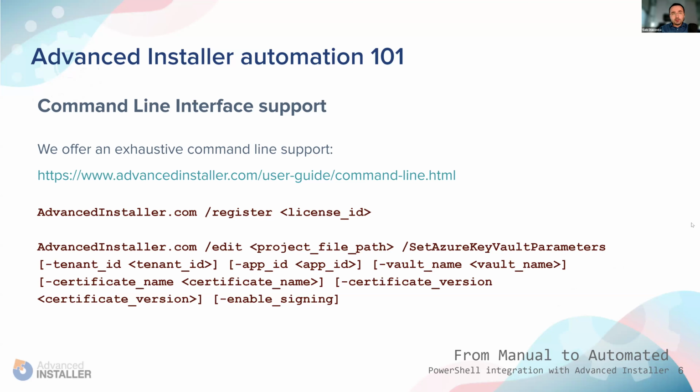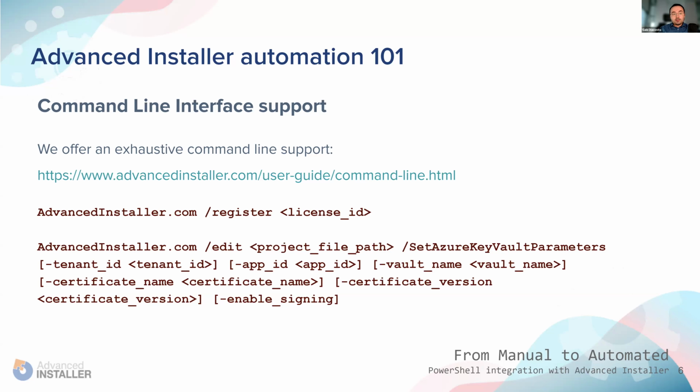In this sample on this slide, we can see that the first line is actually registering Advanced Installer using a license ID. So you don't need to open up the GUI to register the application. You can just run this command, and it will be automatically registered. This is very useful in CI/CD scenarios where your pipeline will need to register the copy of Advanced Installer every time.